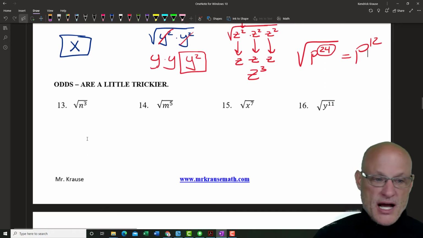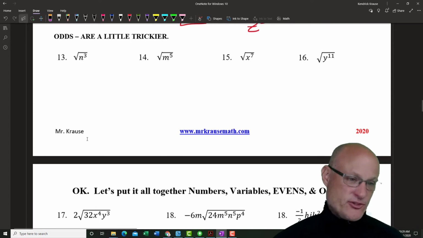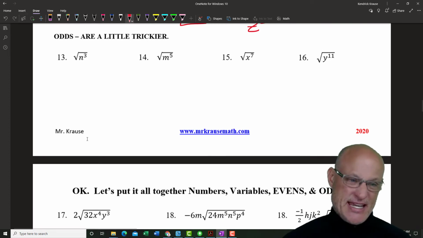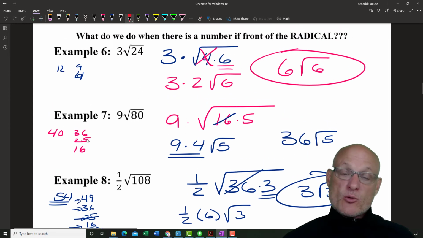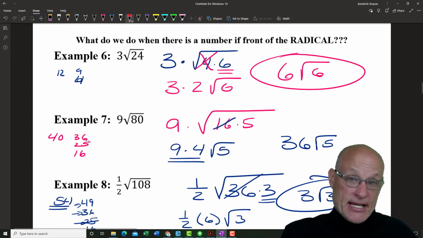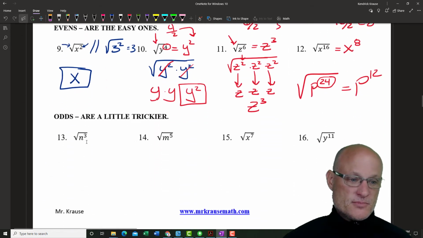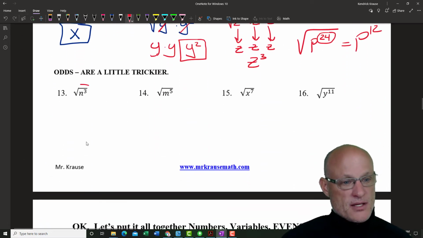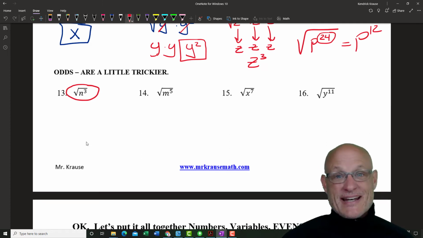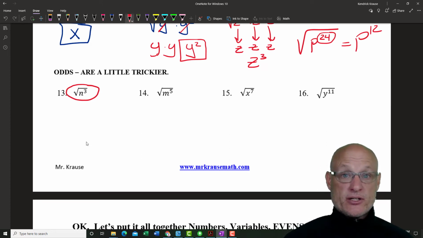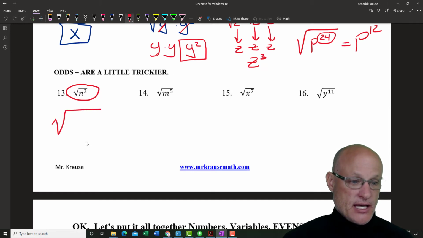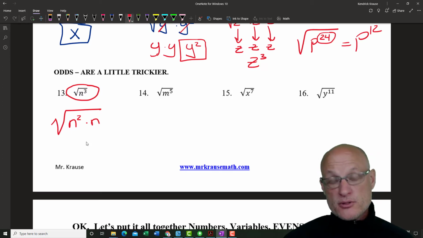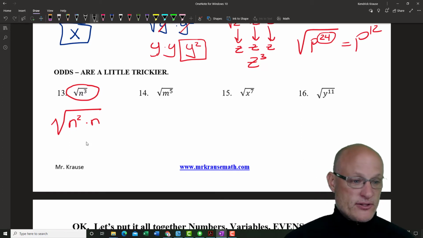All right, now, odd exponents are a wee bit trickier, just a wee bit. So what we're going to do is the same thing we did up here. We're going to write it as a perfect square and then not a perfect square. So let's take a look. Whatever this number is, we want to write it as the highest even number we can write. So we're going to rewrite it as n squared times n. Would you agree that's n cubed? I hope so. And then again, for every 2, we can take out 1. So this is n times the square root of n. You'll see in a second.